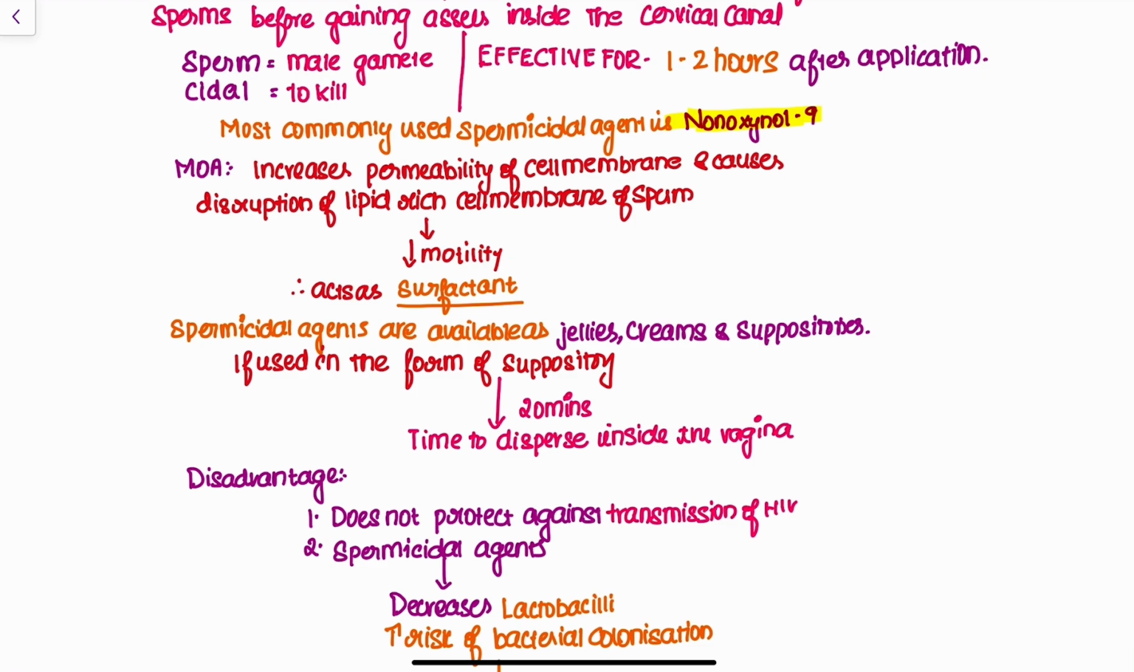Because of the increase in permeability of the sperm's cell membrane, it is going to cause disruption of the lipid-rich cell membrane. So once the membrane is disrupted, the motility of the sperm is going to decrease and the sperm is going to become non-viable, right? The motility is also decreased, and at the same time the sperms become non-motile. So basically it can be termed that the spermicidal agents are acting as a surfactant.